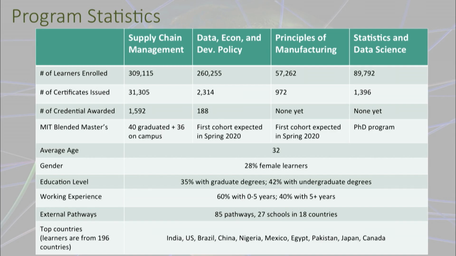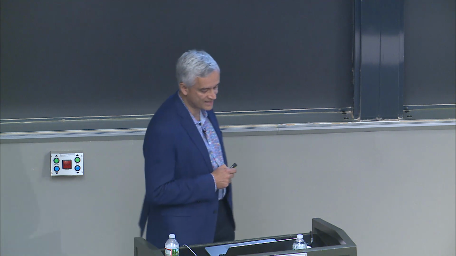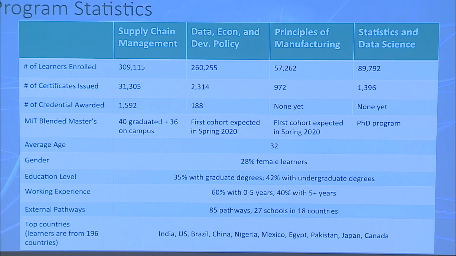And if you look at some numbers, the enroll number, again, this is a number you should not pay attention to because enrolling is clicking a button. But 31,000 courses have been finished and certificates have been earned. This is about 20,000 people who've each done 1 or more courses. 1,592 have finished the MicroMasters in supply chain management. 40 graduated on campus, 36 more today.